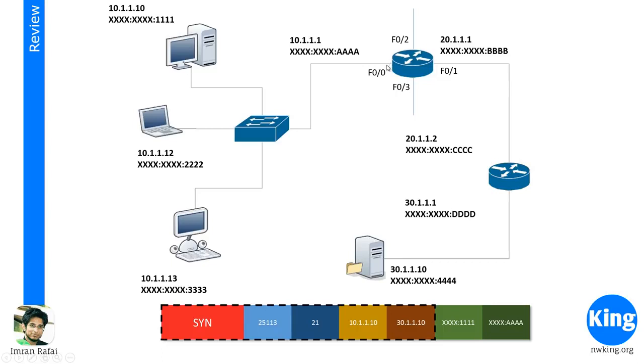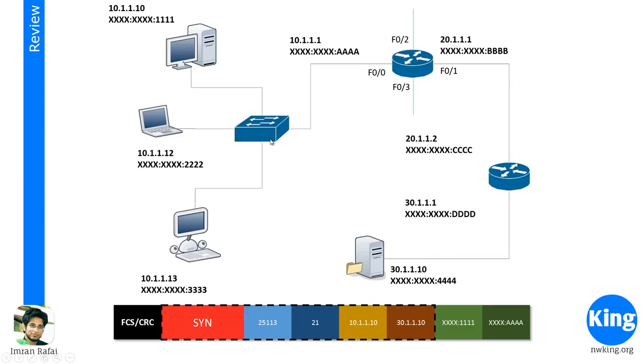Each port has a different MAC address. So this router puts the MAC address of this port F0/0 and sends it out in the ARP reply. The ARP reply goes back to this device. Now this device knows the MAC address. So it puts that MAC address as the destination MAC address, and it sends that frame.